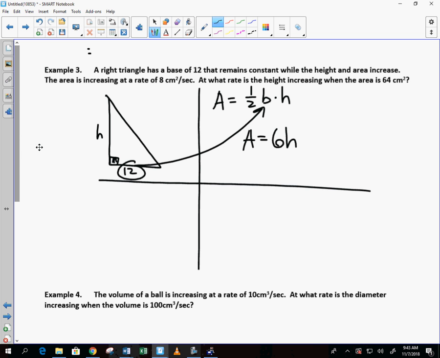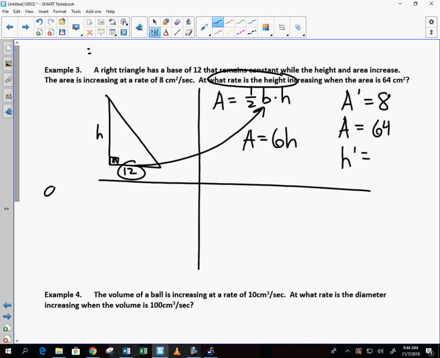So what do we know and what do we not know? What is A prime? 8. What is the current area? 64. What are we trying to find? The rate of the height. So that's going to be H prime.